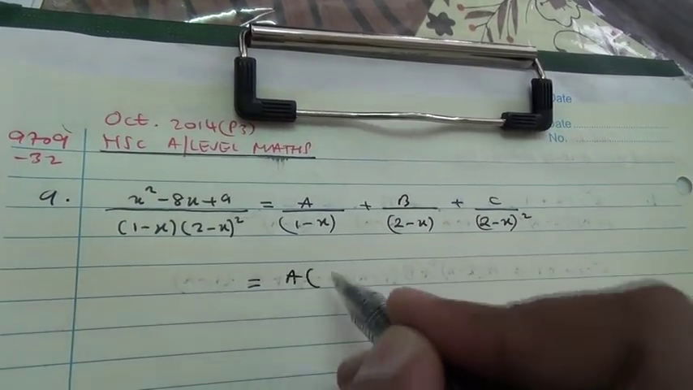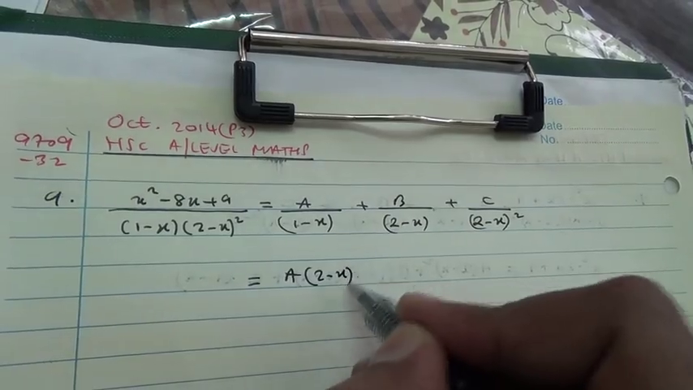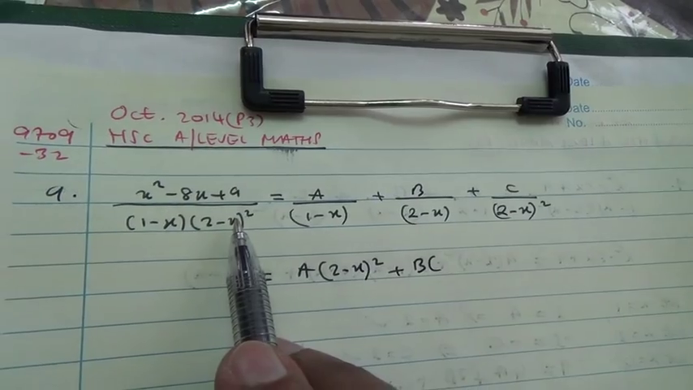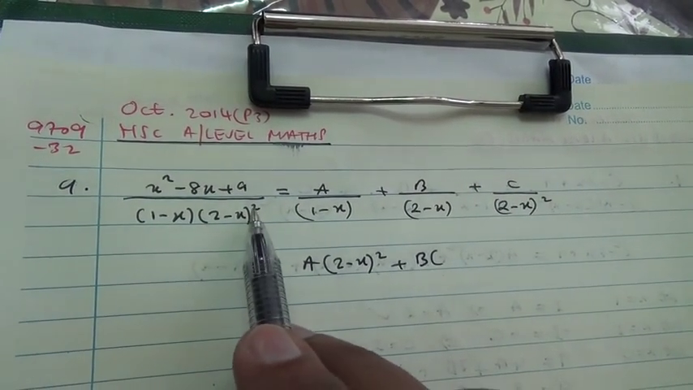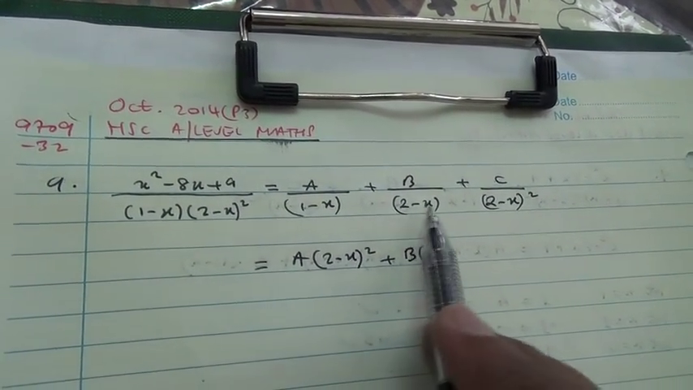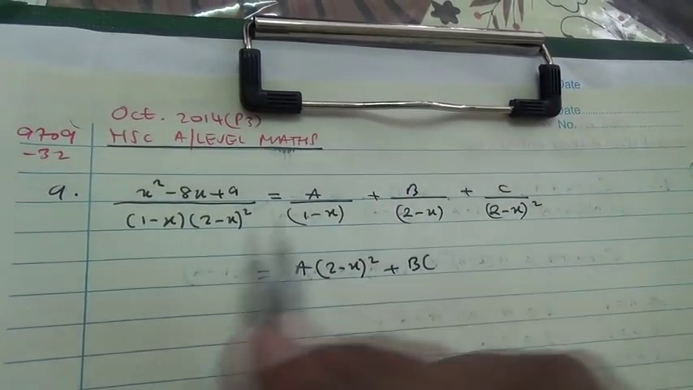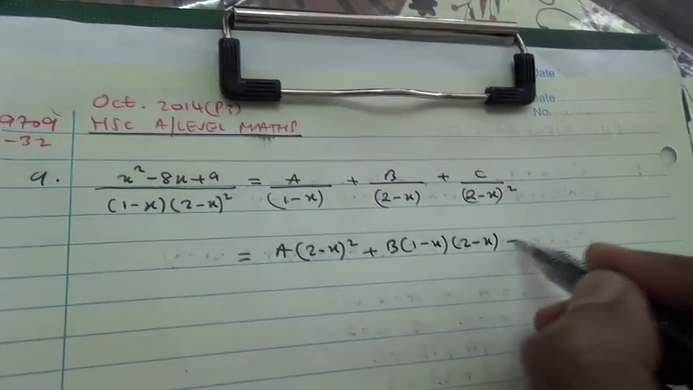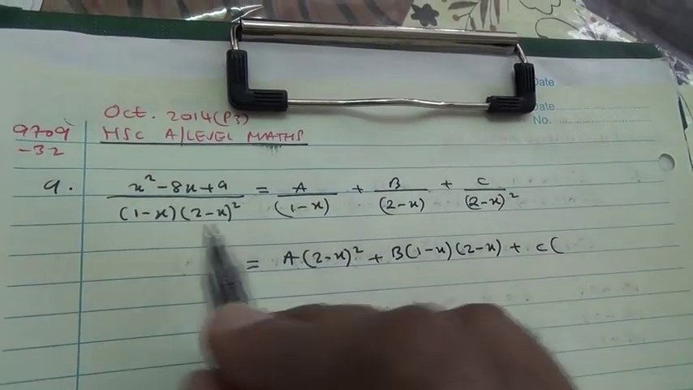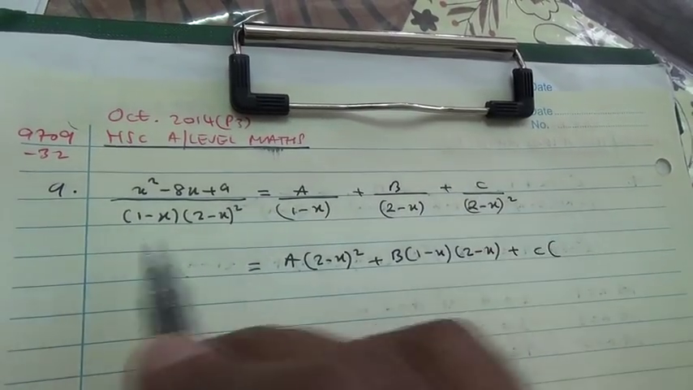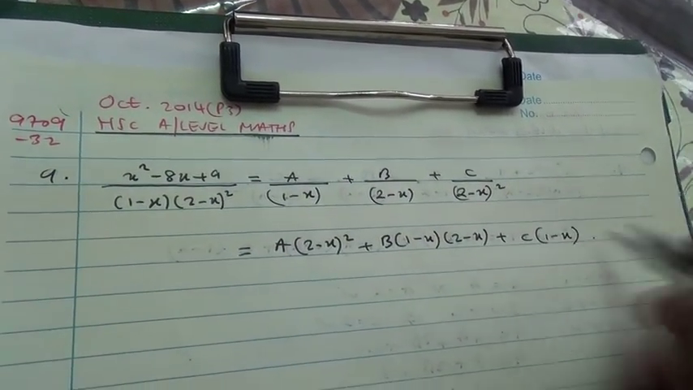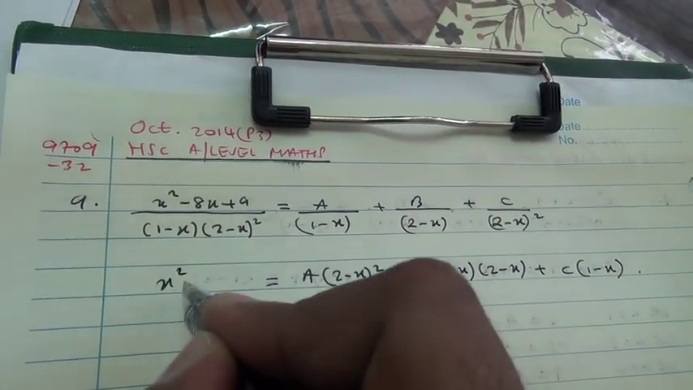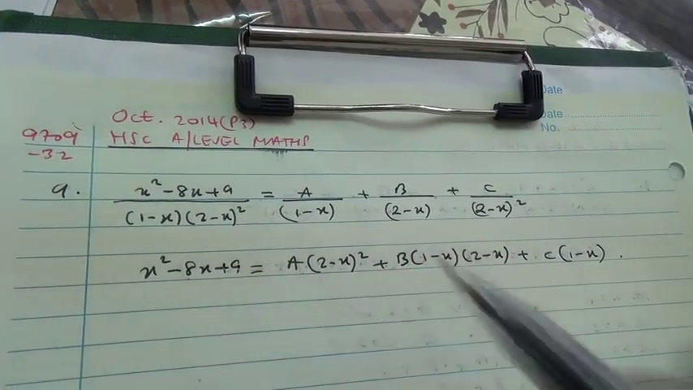So we're going to be left with A times (2 minus x) squared plus B times 2 minus x, the order of 2 becomes order of 1 because one factor is taken out. So we have B times (1 minus x) times (2 minus x) plus C. This one cancels with this one, and therefore we have C times (1 minus x). Here we are. Now this is all equal to x squared minus 8x plus 9.